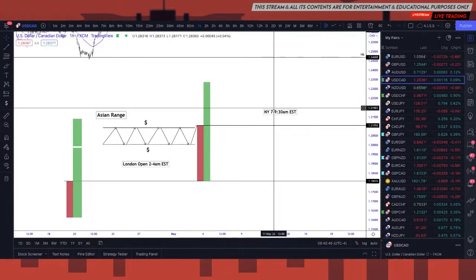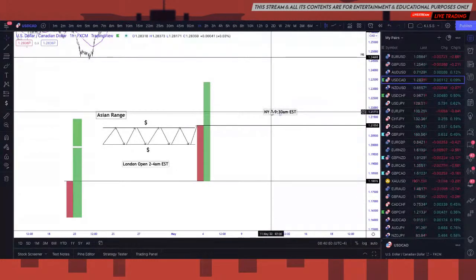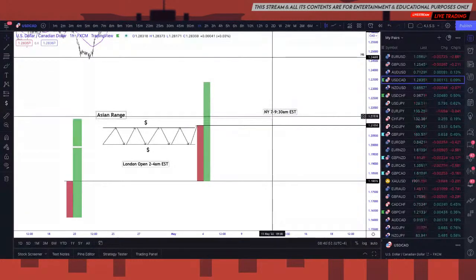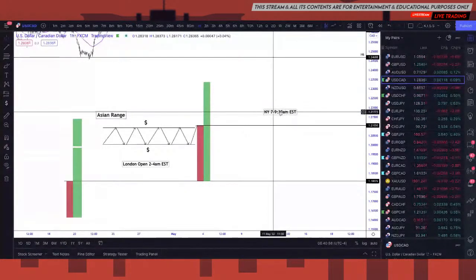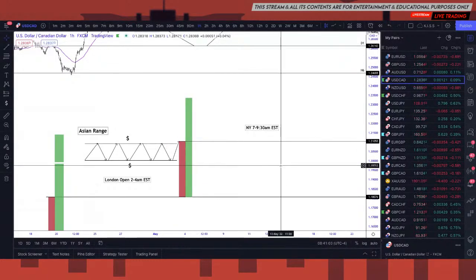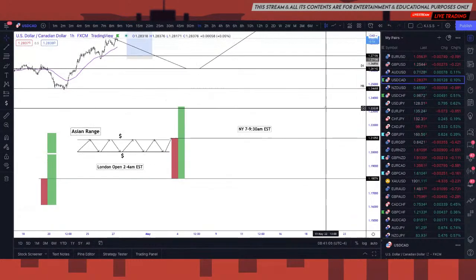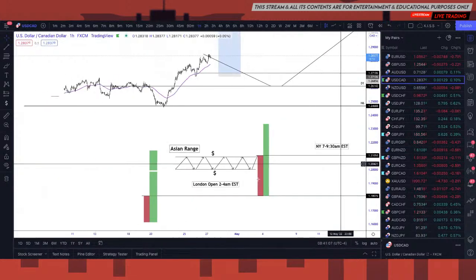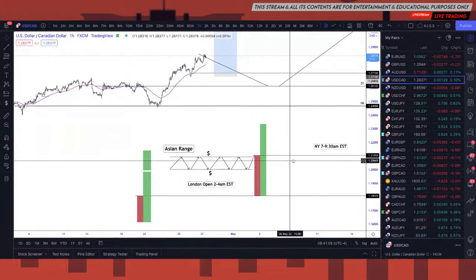Same with New York session. It just depends. New York session is more so a hit or miss in terms of what specific candle it is. So that's why I put the range 7 to 9:30. That's when we want to see that manipulation and the mitigation of the prior down close. All right, so hopefully this makes sense. Really, really powerful tool to add to your arsenal.